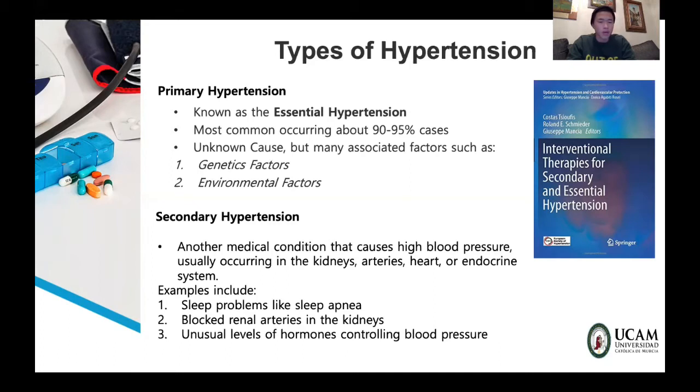Now we're going to talk about secondary hypertension, which is caused by other medical conditions that cause high blood pressure, usually occurring in the kidneys, arteries, heart, and endocrine system. For example, sleep problems like sleep apnea, blocked renal arteries in the kidneys, and the last one is unusual levels of hormones that control blood pressure.